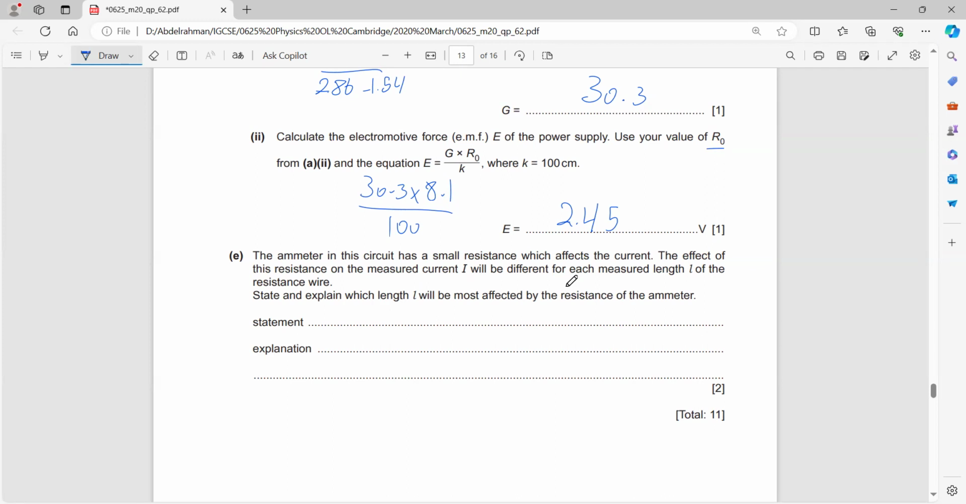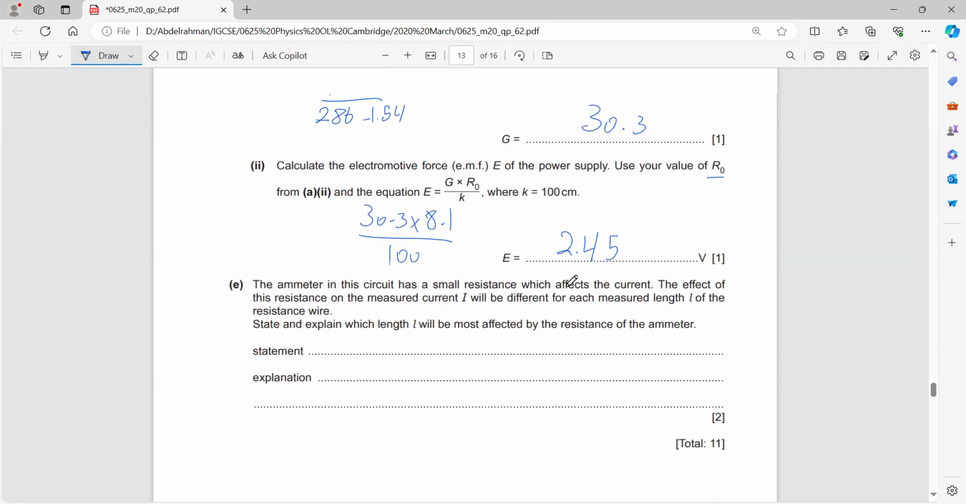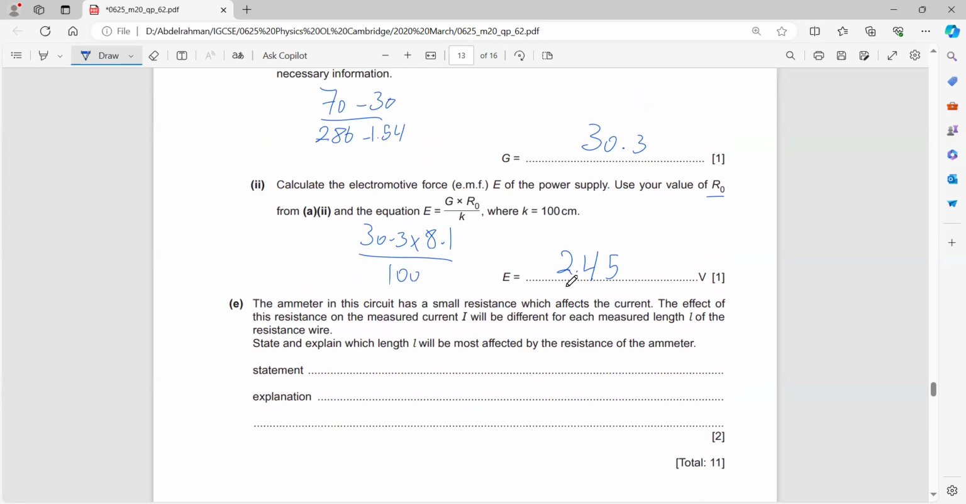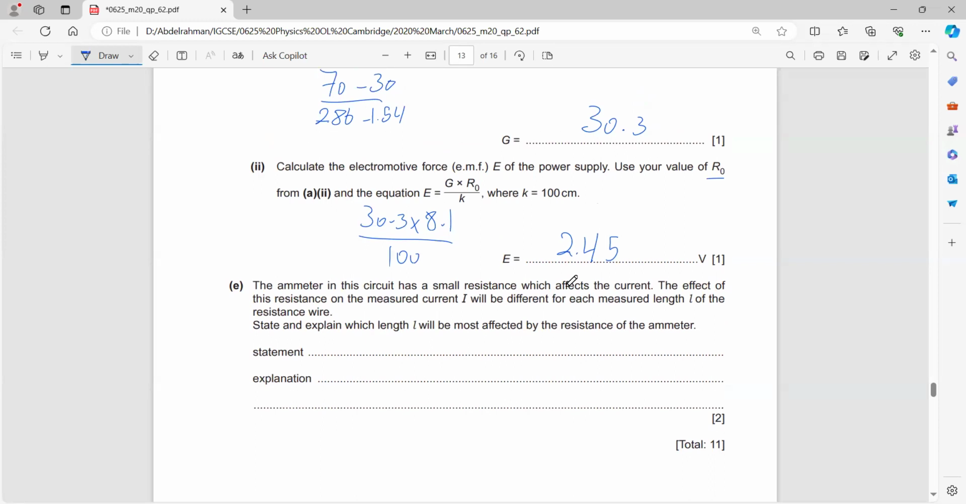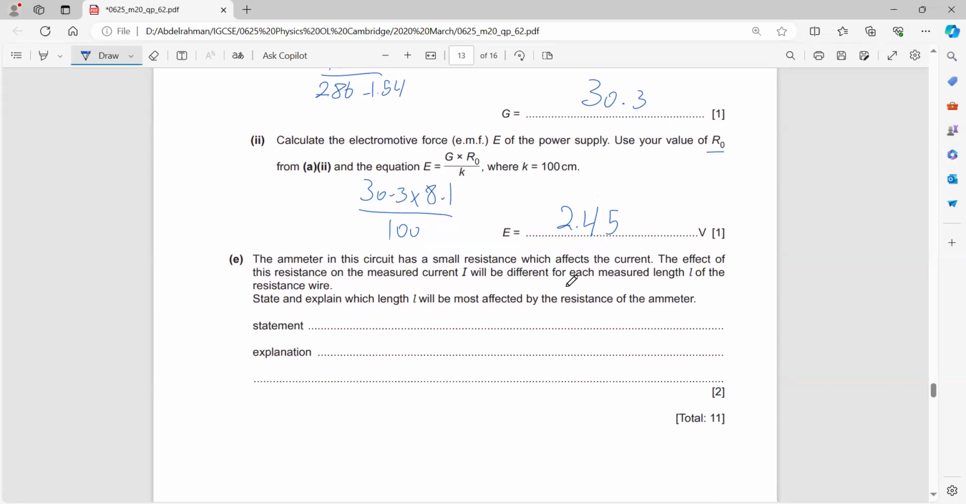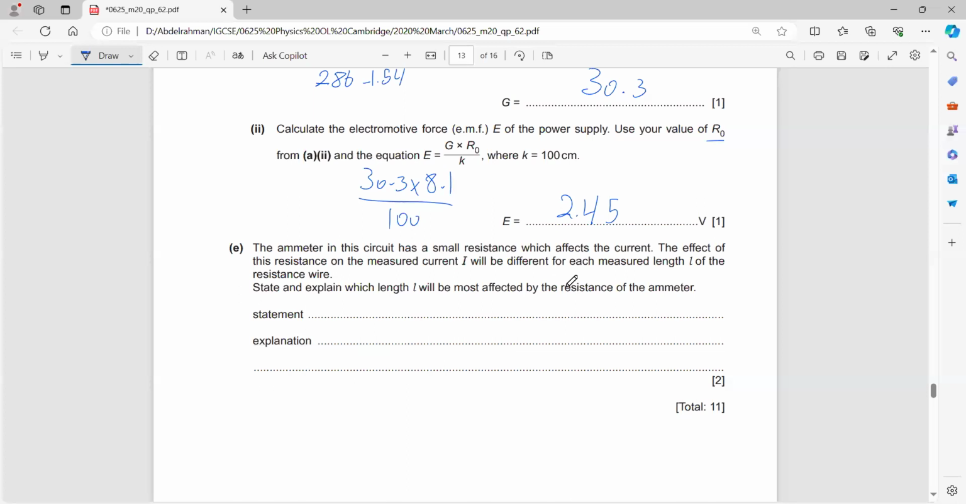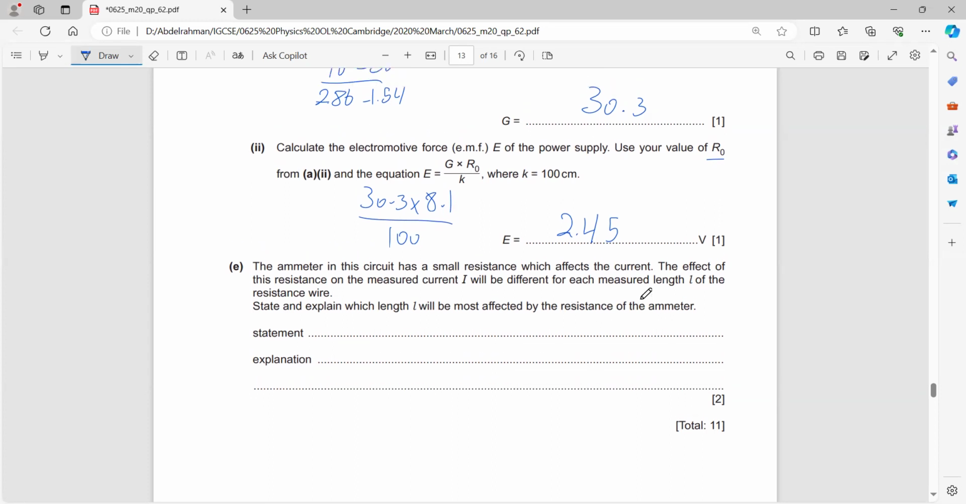Any ideas? Someone said 30. Okay. Why? The question is why. If you say 30, if you say 40, 57, you have to justify. You have to tell me why. Anyone, please. Because as the length increases, the resistance increases. So your statement would be 30 or 70? 70. 70? Then what about you?